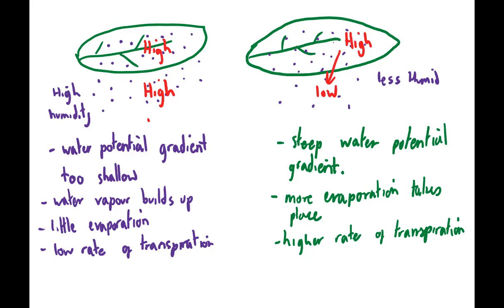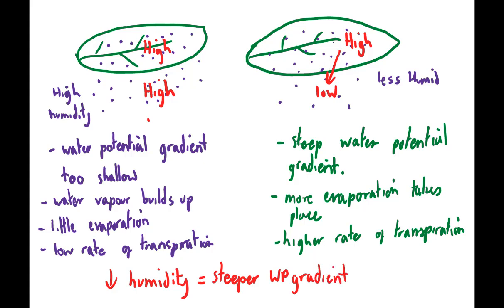So to summarise that, if there is low humidity, there should be a steeper water potential gradient, and therefore more transpiration.